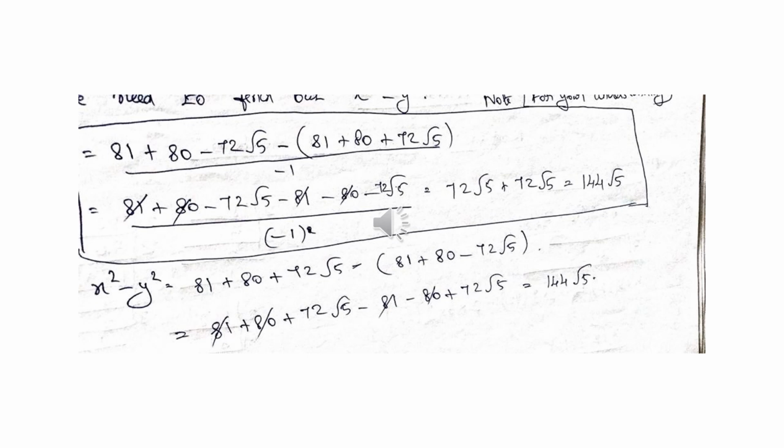Okay, third sum is 3 by root 3 minus root 2. In the same way we need to do. So the answer we are getting here is 3 root 3 plus 3 root 2. Okay, so it is in the form of a root 3 minus b root 2. So what is a here? 3. B is minus 3. Okay.